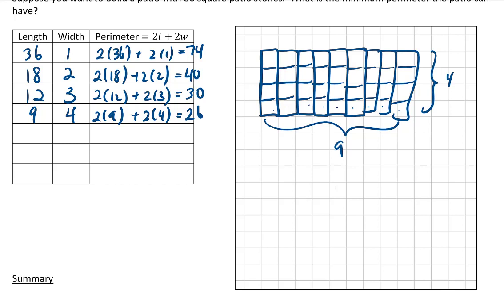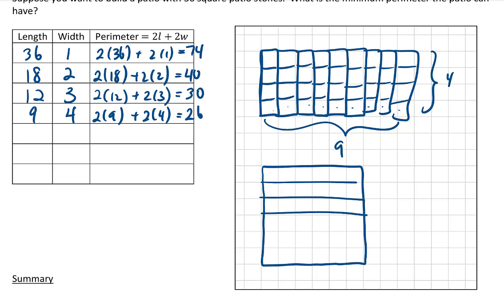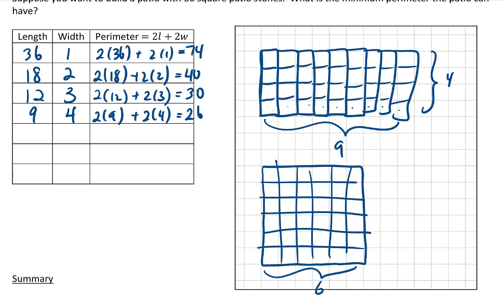All right, the next one, of course, would be 5, but 5 does not work nicely into 36 squares, so 5 won't work. So the next one is 6. So now we've got 36 stones arranged in a 6 by 6 pattern, so a square. We have 6 here and 6 going this way. And that means we have a length of 6, a width of 6. So 2 times 6 plus 2 times 6, that gives us 24.